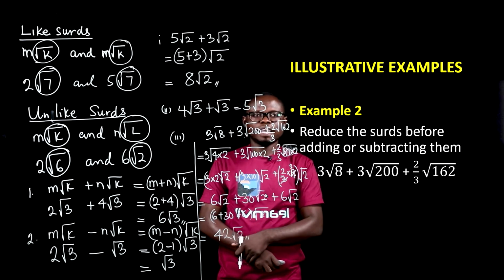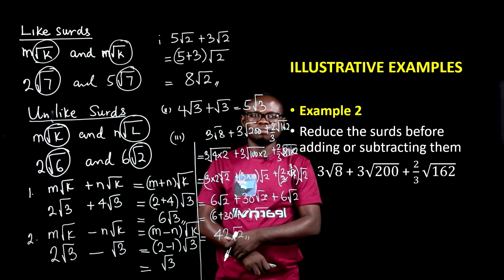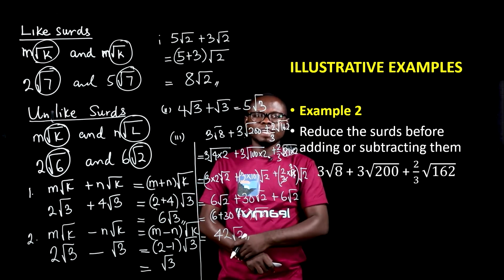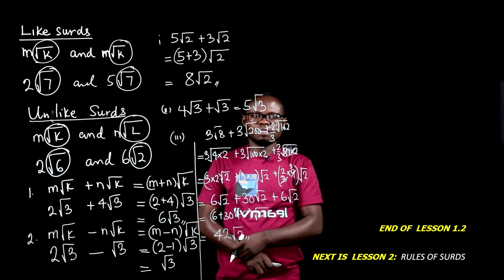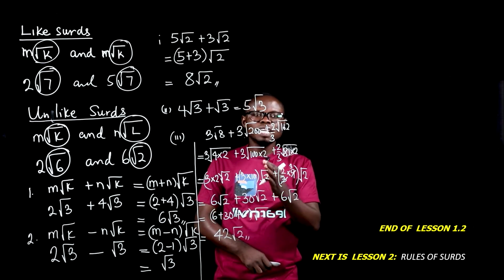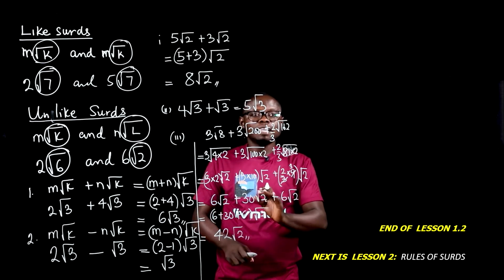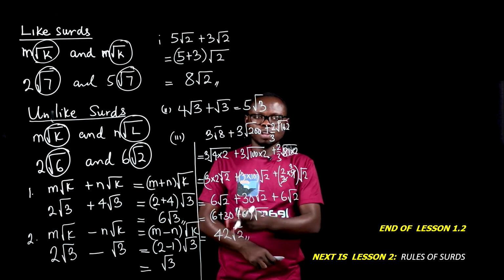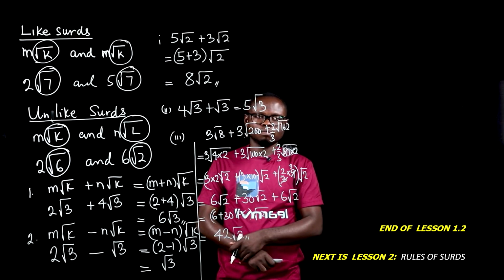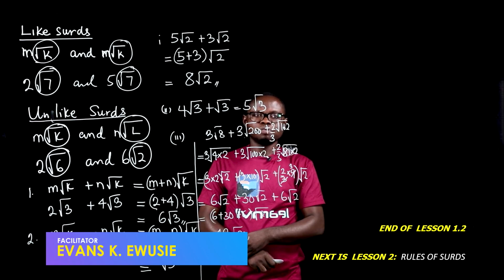This brings us to the end of our lesson. And in this lesson, we've learned to identify like surds and unlike surds. We have also learned that we can only add and subtract like surds. We went through some few examples. I hope you're good to go. In our next lesson, we'll look at rules of surds.